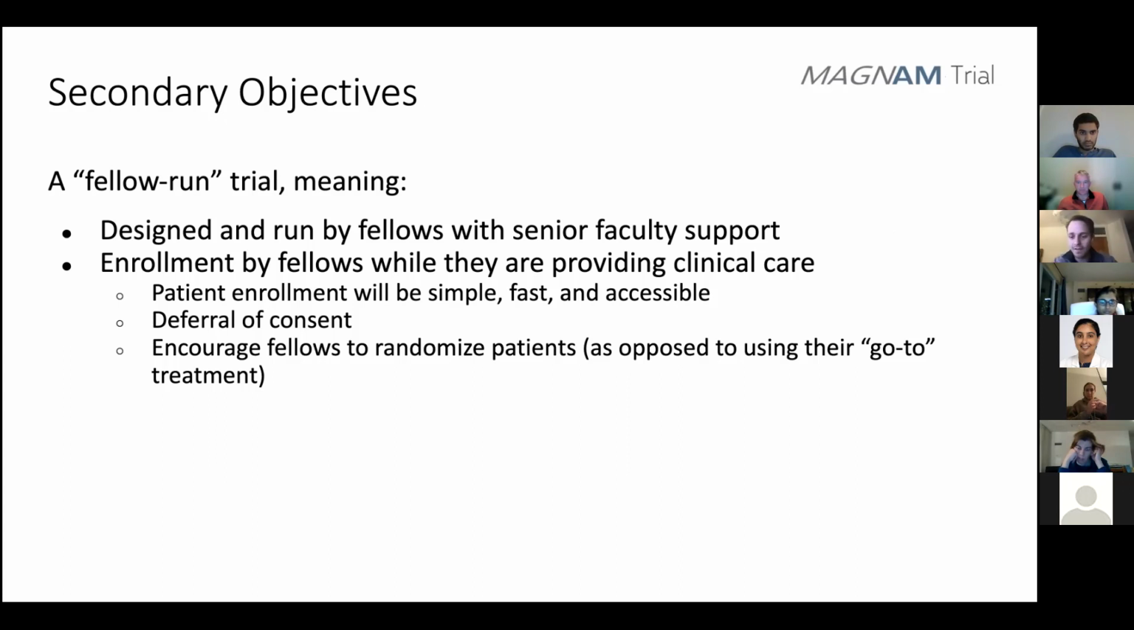And hopefully, if this is successful for all of us, we'll be able to provide some of the groundwork for future fellows that are coming to Toronto to continue studies like this. So I think that's pretty exciting. And because it's run by fellows, ourselves and our colleagues, we've designed everything to be simple, fast, accessible, to be able to be done during the day or on call at night. And we're trying to encourage other fellows to get involved to help us enroll and randomize patients.